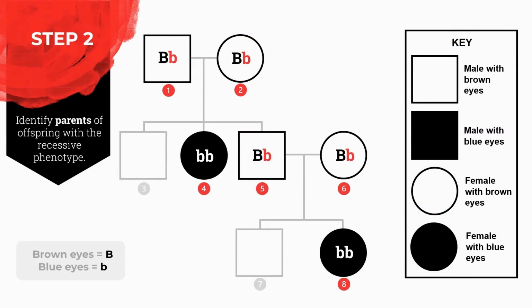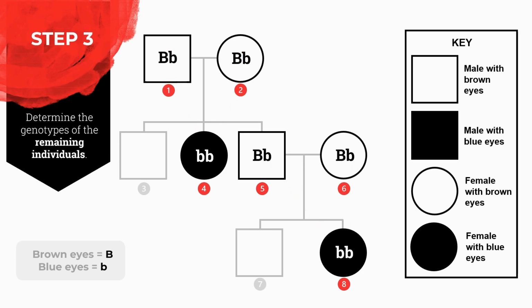So looking back at our specific pedigree diagram, individual 1 and 2 both have brown eyes, yet their daughter, individual 4, has blue eyes. And this is only possible if both 1 and 2 are heterozygous for brown eyes, so that they can each contribute one recessive lowercase b allele for blue eyes to their daughter. This is also true for individual 5 and 6, who had a blue-eyed daughter 8.